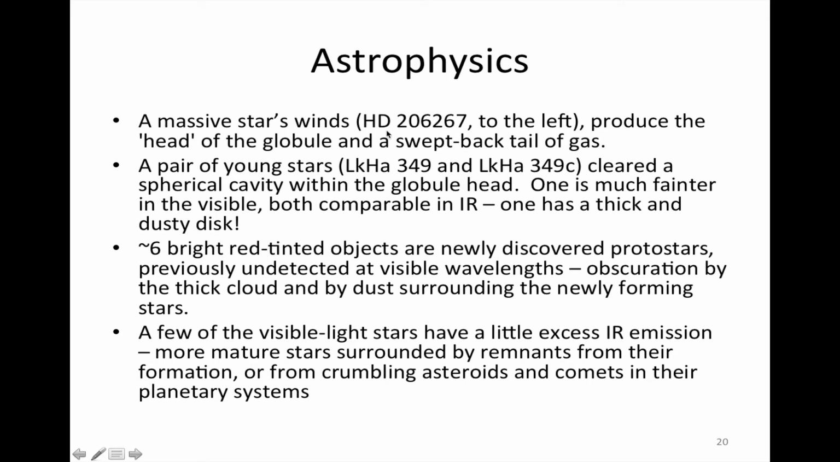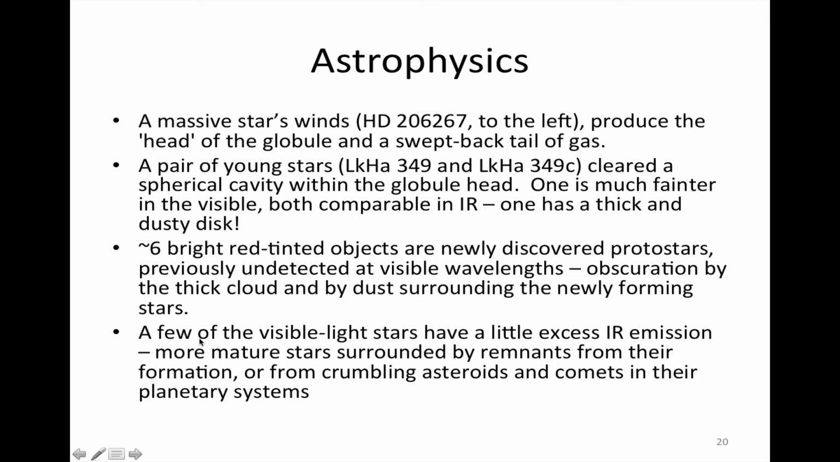The massive star is HD 206267. It's off to the left, and it is producing the head of the globule and the swept back tail of gas by its winds and its ultraviolet light. And the 2 young stars that are in that hole in there, you read that, Lick H alpha 349 and 349c, and they're blowing a hole in that. And there's 6 objects that are newly discovered protostars in this region because of the infrared data.